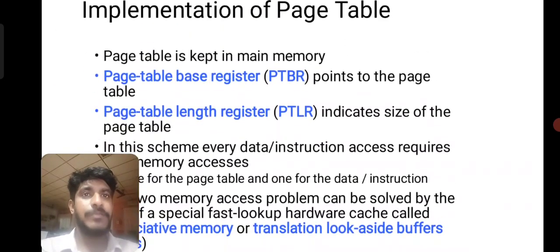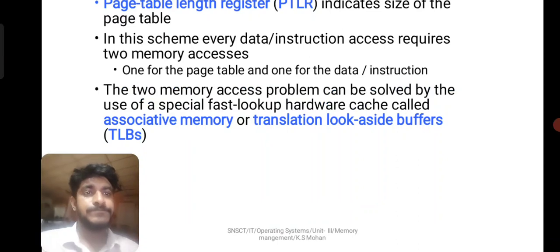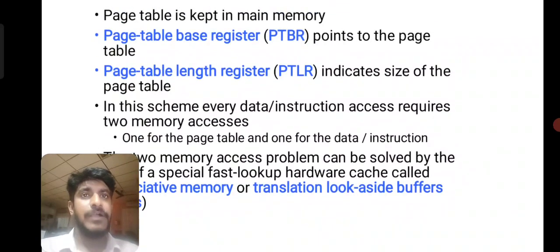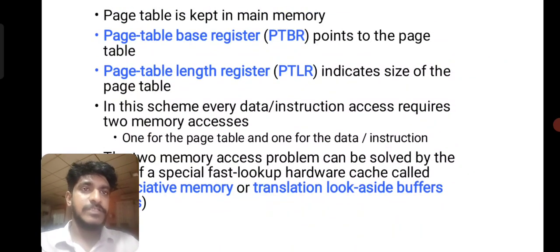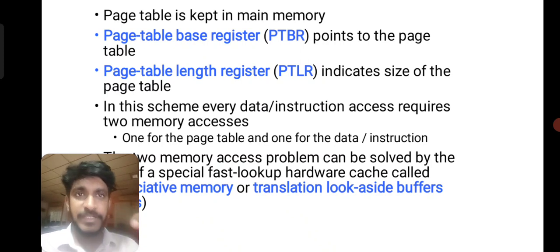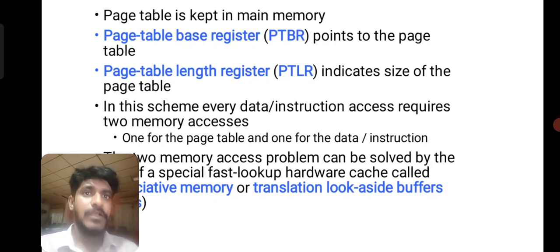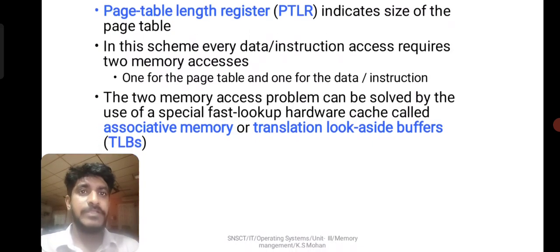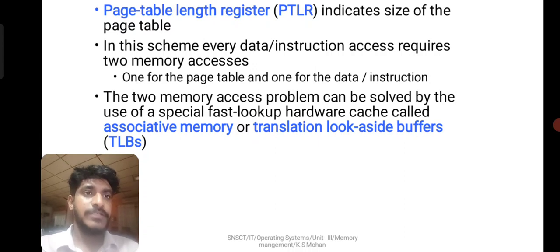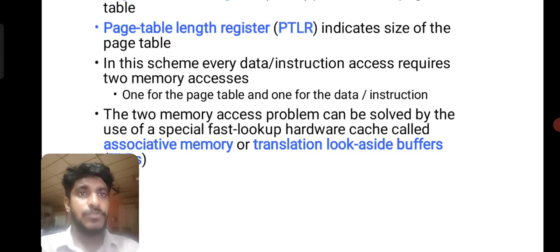Now the implementation of the page table: it uses the page table base register, PTBR, and the page table length register, PTLR, which indicates the size of the page table. In this scheme, every data access requires two memory accesses. The two-memory-access problem can be solved by the use of a special fast-lookup hardware cache called associative memory, or translation look-aside buffers.